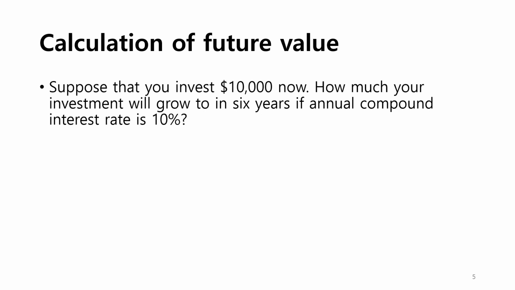If I don't say otherwise, by default the interest rate in a question is the annual interest rate. And if I don't say otherwise, it's a compound interest rate. That's the default. Okay?